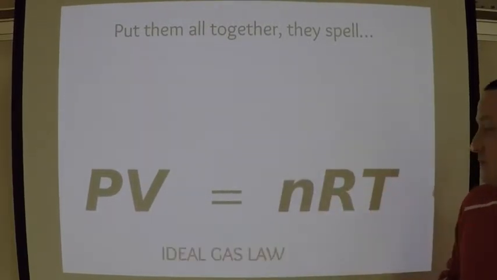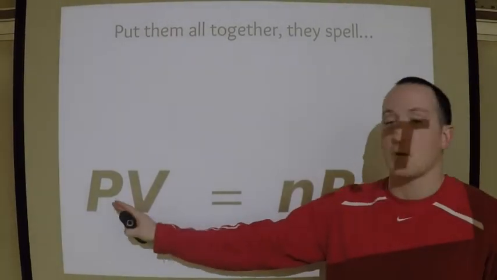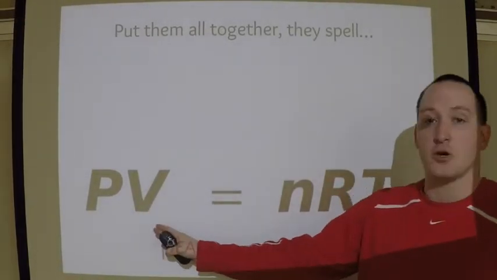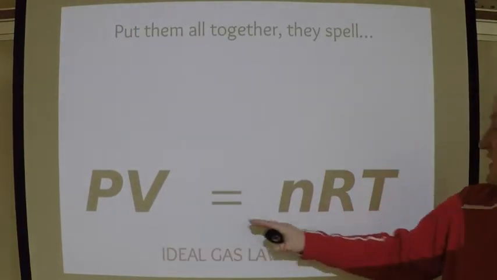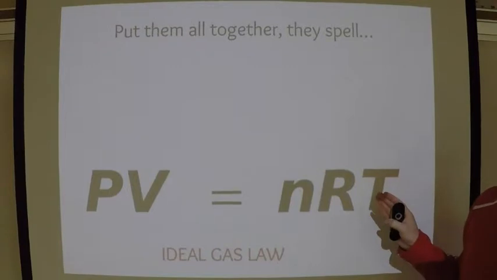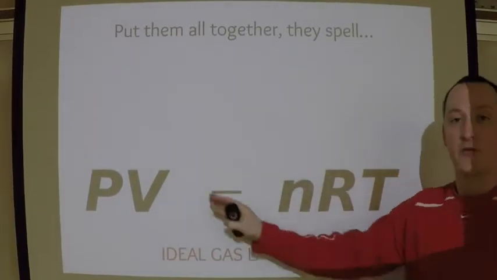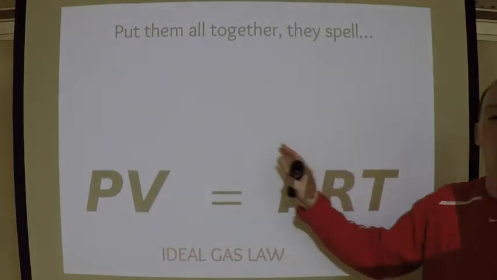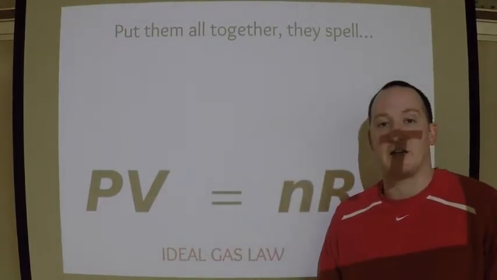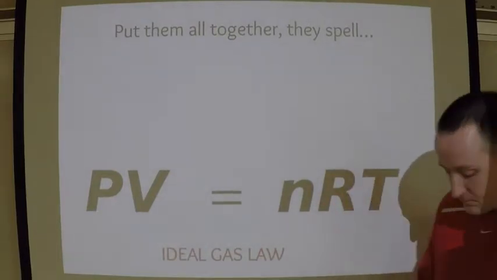This is called the ideal gas law. It means if I take the pressure times the volume of my gas and set it equal to the moles times R times T, my temperature, I can solve for any other variable. This is always true. This is called the ideal gas law, and it is for gases under ideal conditions.